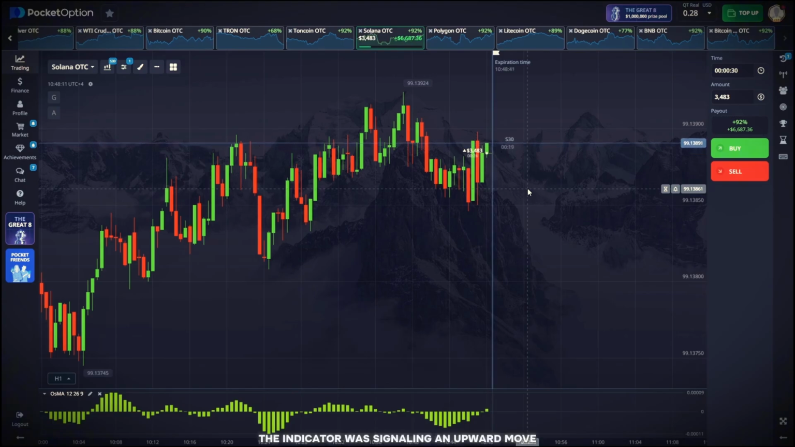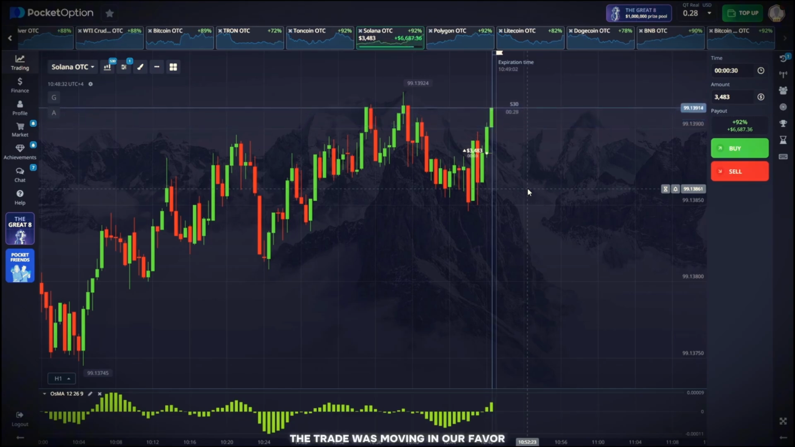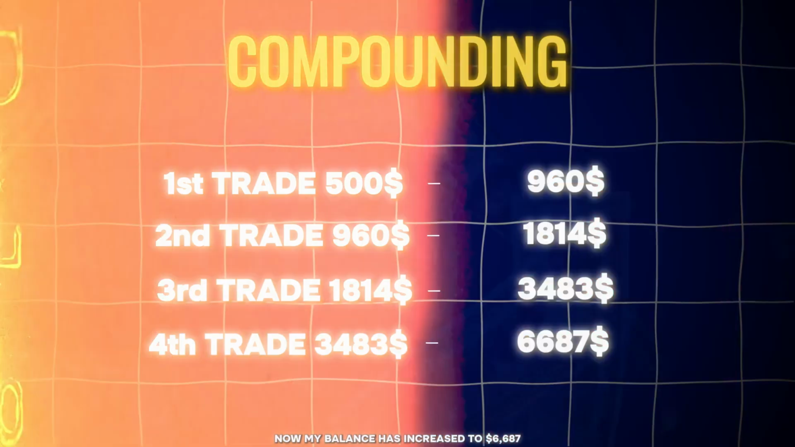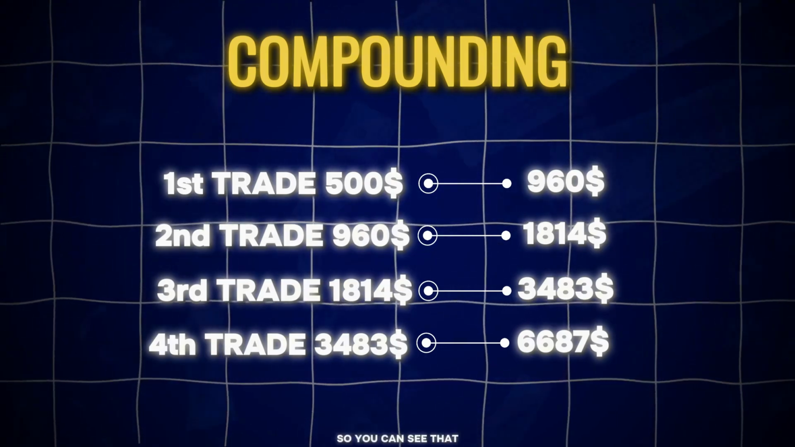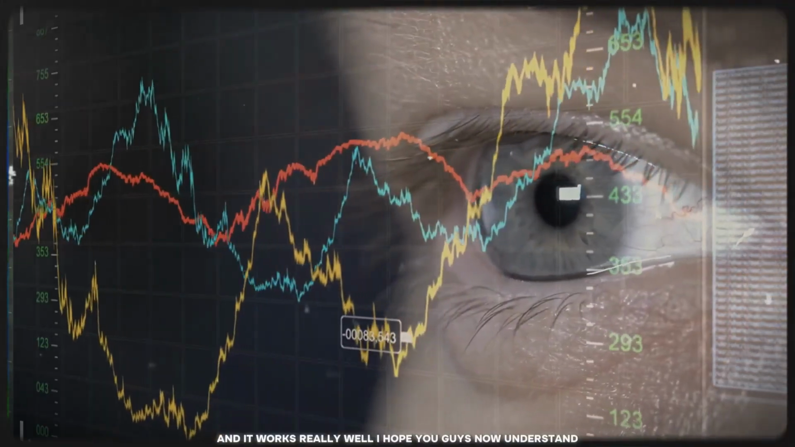As you can see, the indicator was signaling an upward move and the candle closed above the zero level. That's why I took this trade. The trade was moving in our favor. Only a few seconds left and I won it. That's another successful trade. Now my balance has increased to $6,687. So you can see that this indicator works even on lower time frames and it works really well.